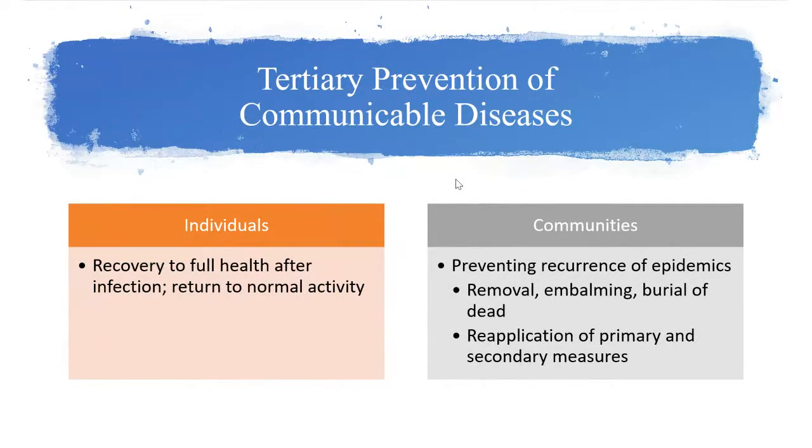So tertiary prevention, again, is the last stages of the disease, or diseases really impacting the person. For individuals, it's trying to help them recover to full health after infection, to return to normal activity. So if this is cancer, right, it's treatment of cancer and then doing rehab to get back to where they were before the cancer hit. From the community level, if there is an infectious disease where a lot of people died, it's removal, embalming, and burial of the dead, right? So people are not exposed to the sickness, and then, again, reapplication of primary and secondary measures to prevent people from getting those diseases.